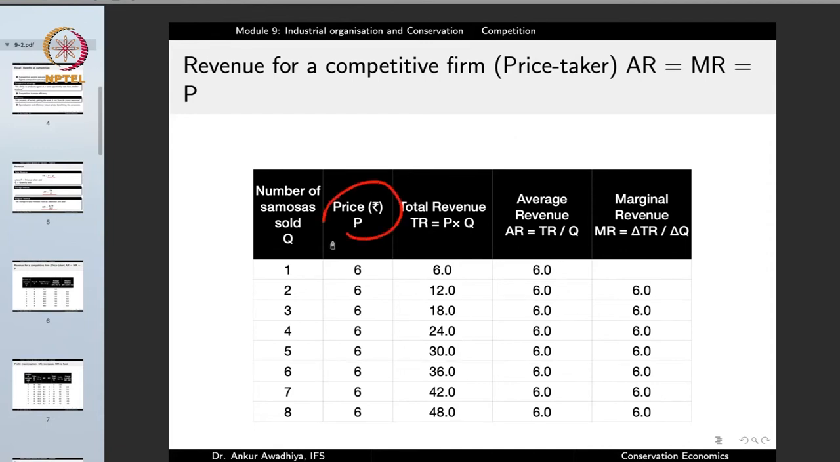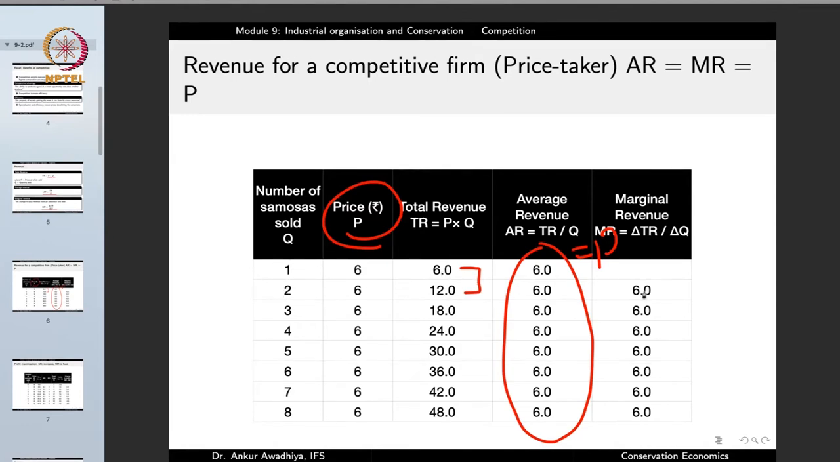So P here is 6 rupees, and here we are finding that this all is also equal to it. Now, in the case of marginal revenue, it is delta TR divided by delta Q. So delta TR is the difference between this TR and this TR. 12 minus 6 is 6, divided by delta Q, which is an increase of 1.